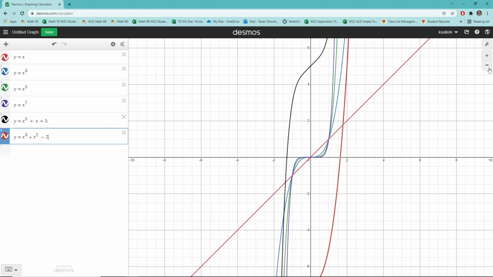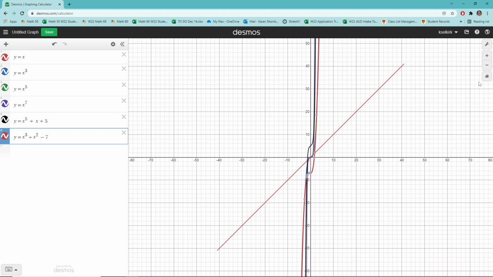So if I zoom them out a bit, right? What do I notice about all of these graphs? Well, hopefully you notice that every single odd positive graph, so positive coefficient, odd degree graph, starts down here in quadrant 3 and ends up here in quadrant 1. Okay, it doesn't matter what happens in the middle. All of those graphs do that.